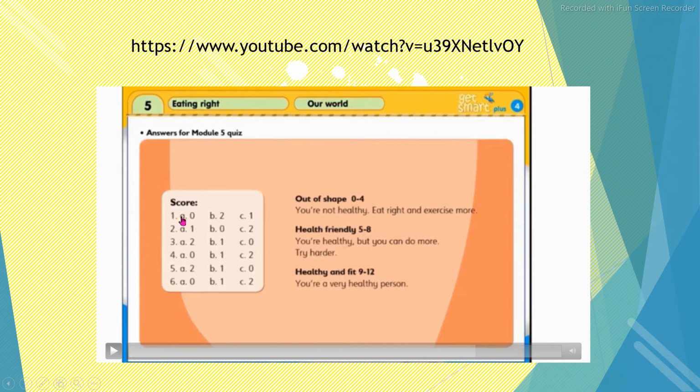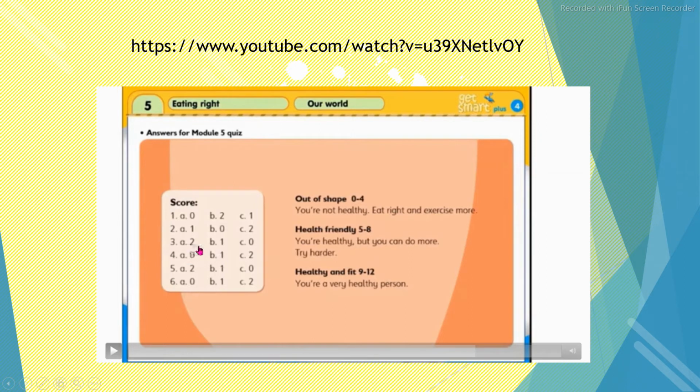Awak kena kira ni, contoh awak jawab A, kosong. B, awak jawab 2. C, awak jawab apa? Nanti awak kira. Lepas tu contoh nombor 1, awak jawab apa? Awak jawab kosong. Okay, nombor 2 awak jawab C. Jadi, kosong tambah 2. Nombor 3 awak jawab 2. Jadi, ada 4. Question number 4 awak jawab B.